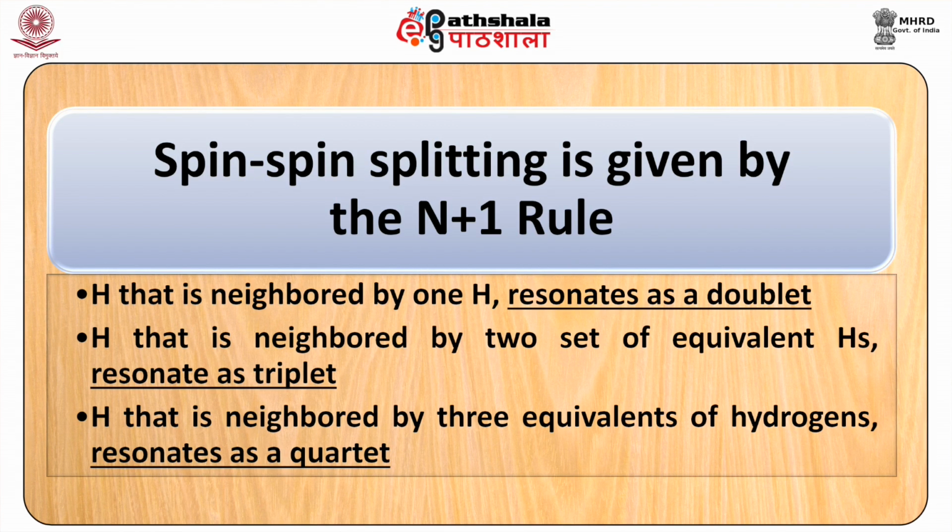Number 1, a hydrogen neighbored by one hydrogen resonates as a doublet. Number 2, a hydrogen that is neighbored by two equivalent hydrogens resonates as a triplet. Number 3, a hydrogen that is neighbored by three equivalent hydrogens resonates as a quartet.